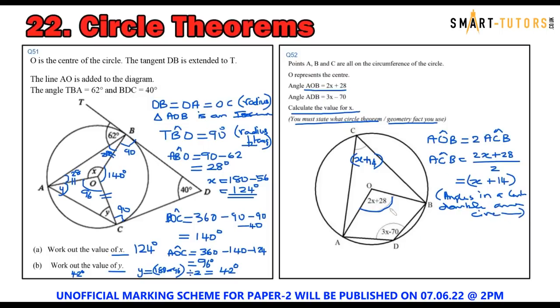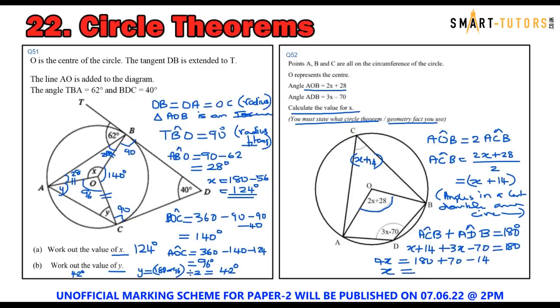After that, you need to apply one more theorem. So that is ACB plus ADB in a cyclic quadrilateral. The opposite angles add up to 180. So you can write that cyclic quadrilateral, opposite angles add up to 180. So then x plus 14 here, and this is 3x minus 70, equals 180. So 3x plus x is 4x equals 180 plus 70 minus 14, and from that you can find the answer.